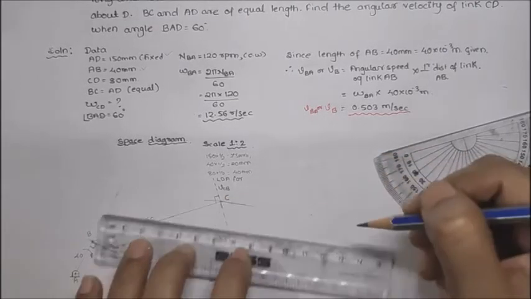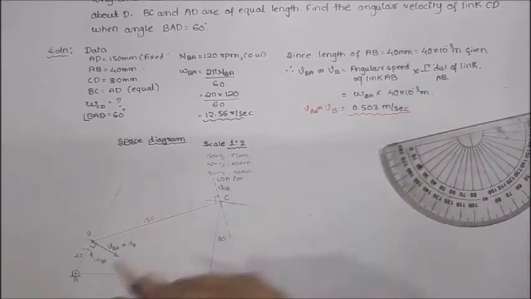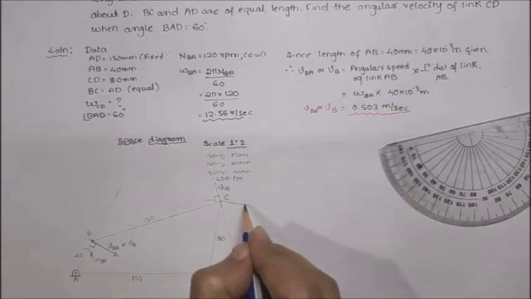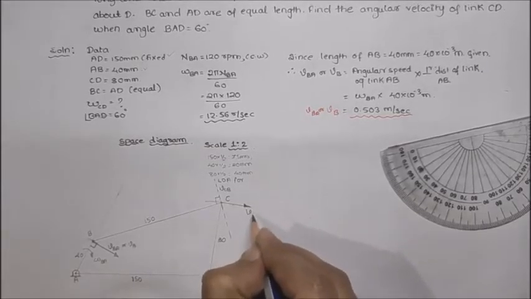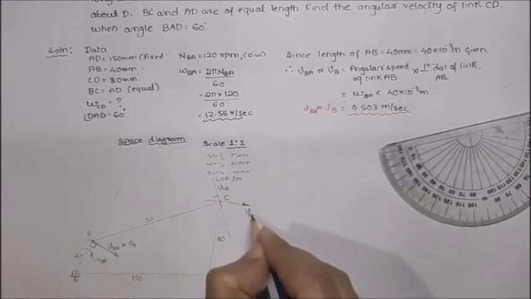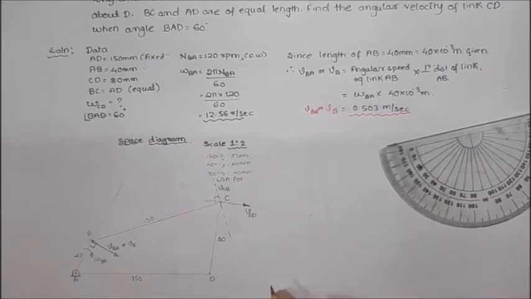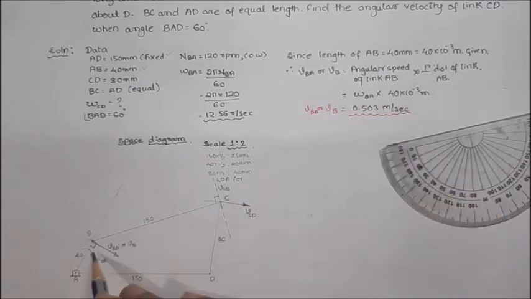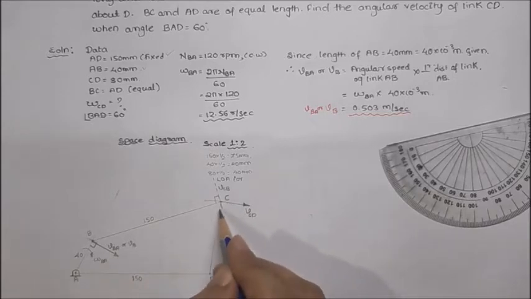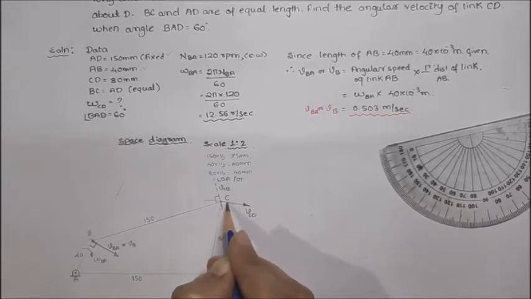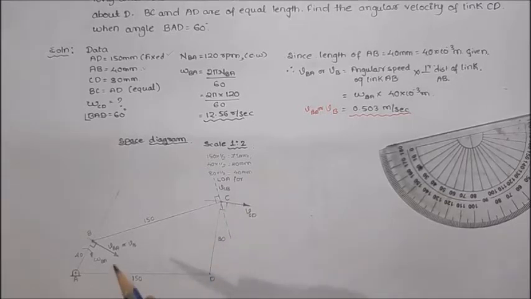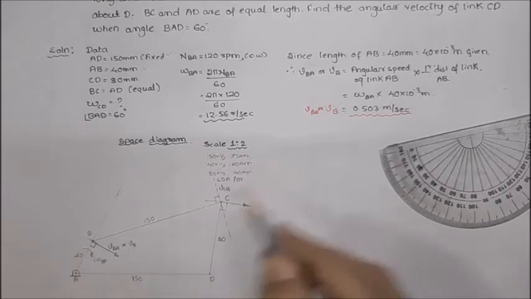We'll draw a thin line, not a complete line. Like how we have done for velocity of B with respect to A, we are going to draw a thick line for this much part, that is velocity of C with respect to D. So it is velocity of C with respect to D at this particular point, and this will be perpendicular to this line CD.